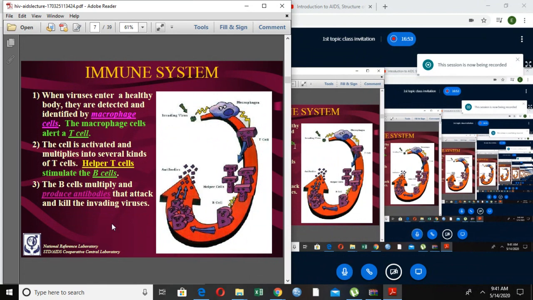Our main concern here is the helper T cells, which normally stimulate the B cells. I think I've already explained this. Then the B cells multiply and produce antibodies. But remember, these B cells are not the ones that are producing the antibodies. I've said it is the plasma cells. So this B cell multiplies and produces antibodies that attack and kill the invading bacteria or invading viruses.